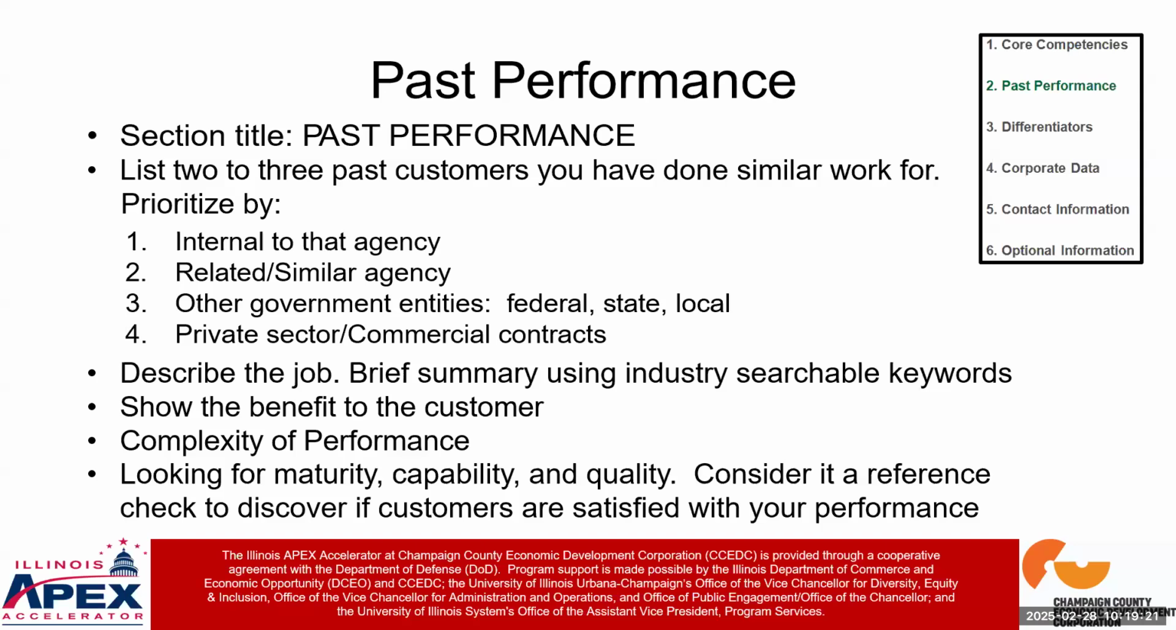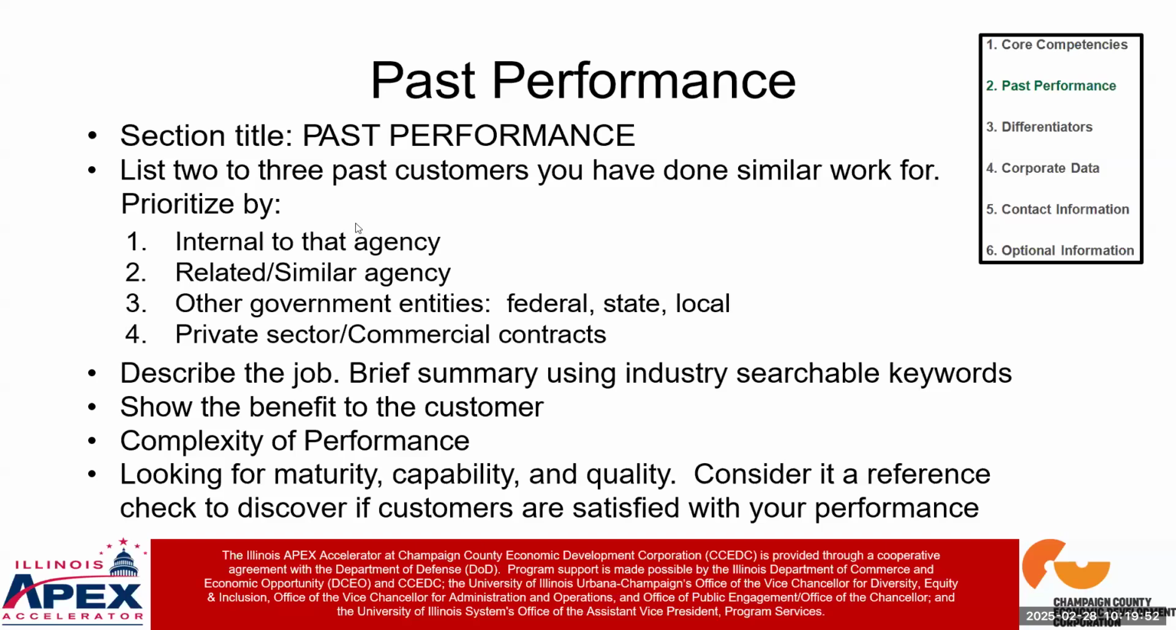Other government entities, staying within the government, federal, state, and local, if you've done that, working down. So these are in a priority. Then what you've done for the private sector, and maybe some commercial contracts that are as relatable as possible to what work you want to do for the government. So describe the job, just a brief summary using industry searchable keywords, again, looking at AI evaluating those capability statements.